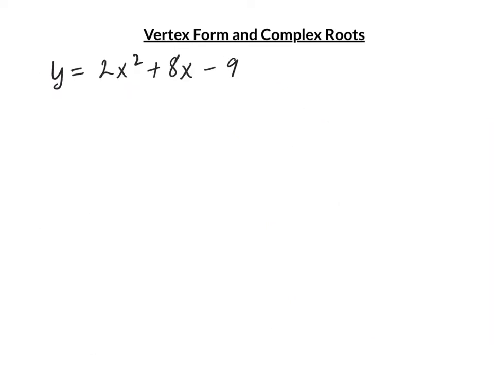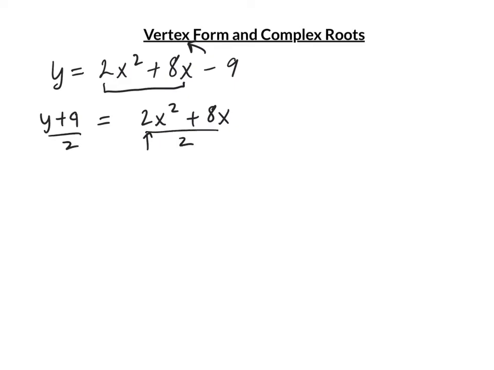Here is an example that makes a much messier solution. Let's give this one a try. Get the x variables on one side and move that 9 to the other. I'm going to add 9 to both sides. y plus 9 equals 2x squared plus 8x. I need the coefficient of the squared term to be 1. I'll divide both sides by 2. y plus 9 over 2 equals x squared plus 4x.